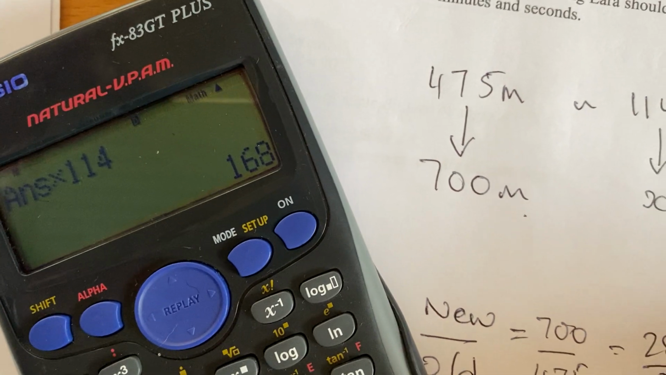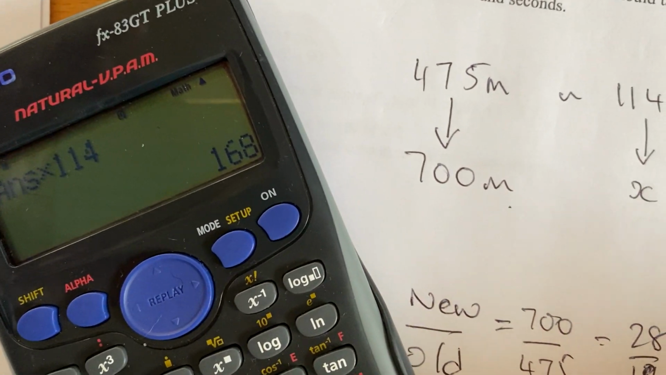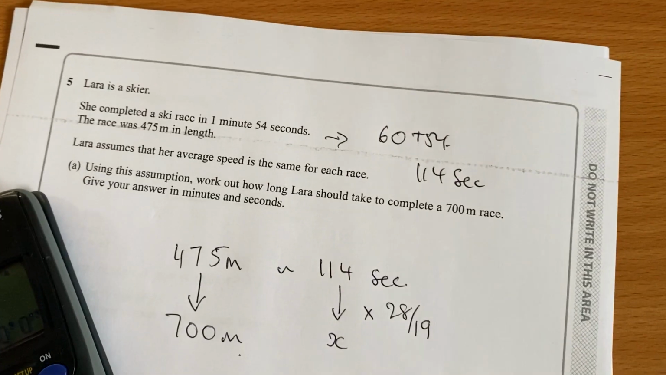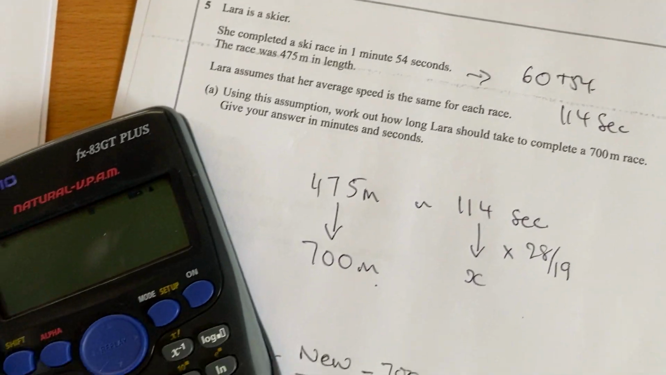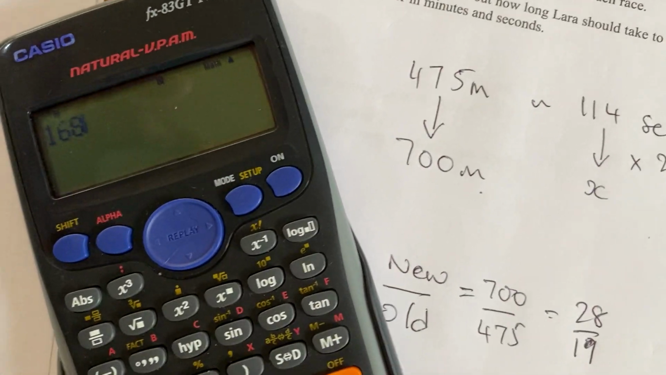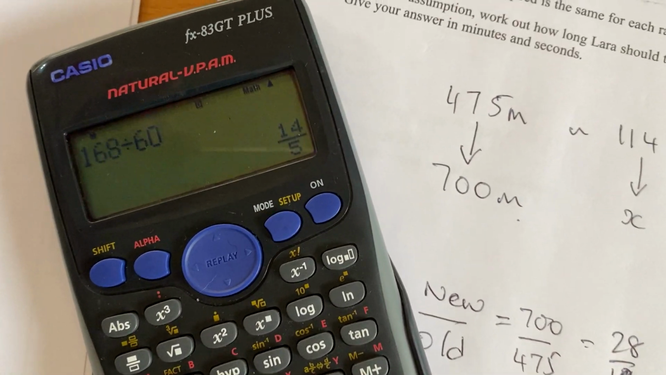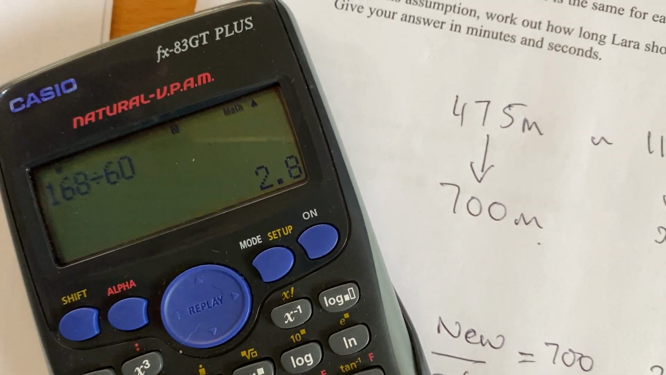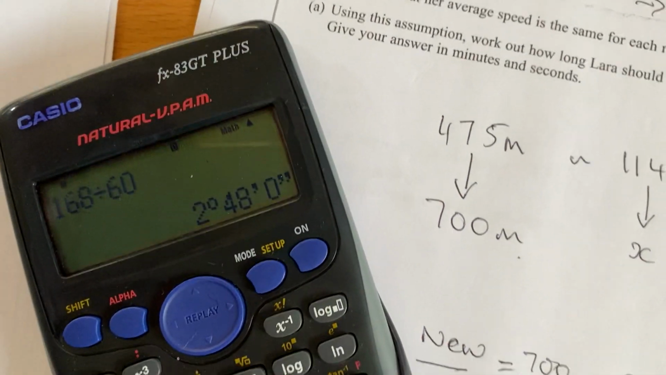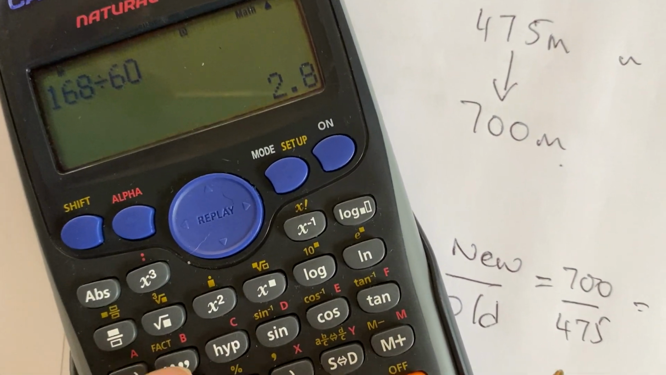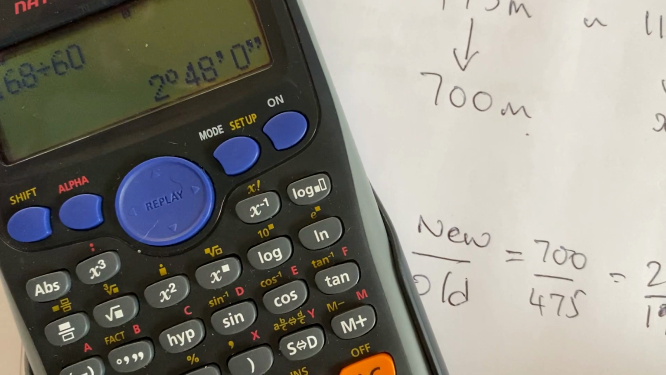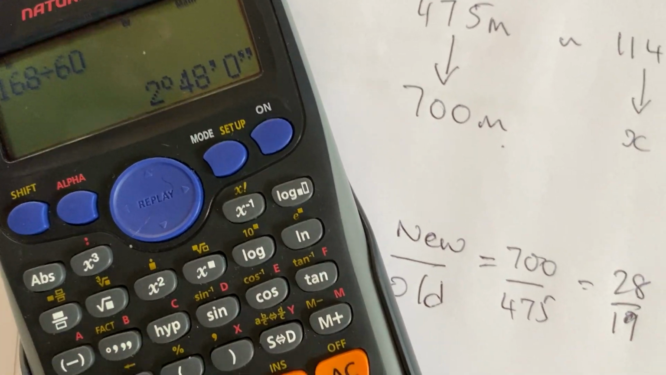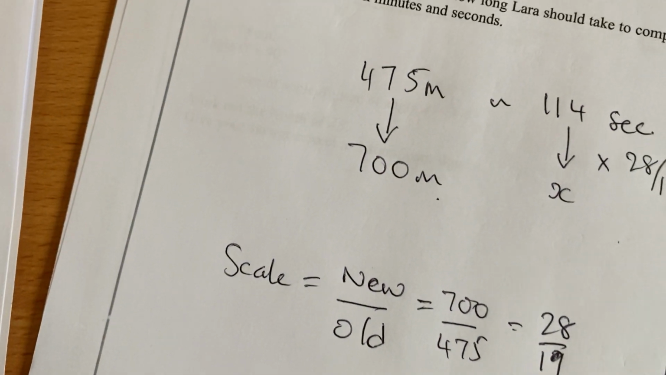Now I get 168 seconds. And I need to convert that into minutes and seconds. So I know that 168, if I divide that by 60, I get 2 minutes and 0.8 of a second. Now, if I press this button here, that does it straight away for me. It's incredible, isn't it? This button's brilliant. So use that button, really useful.